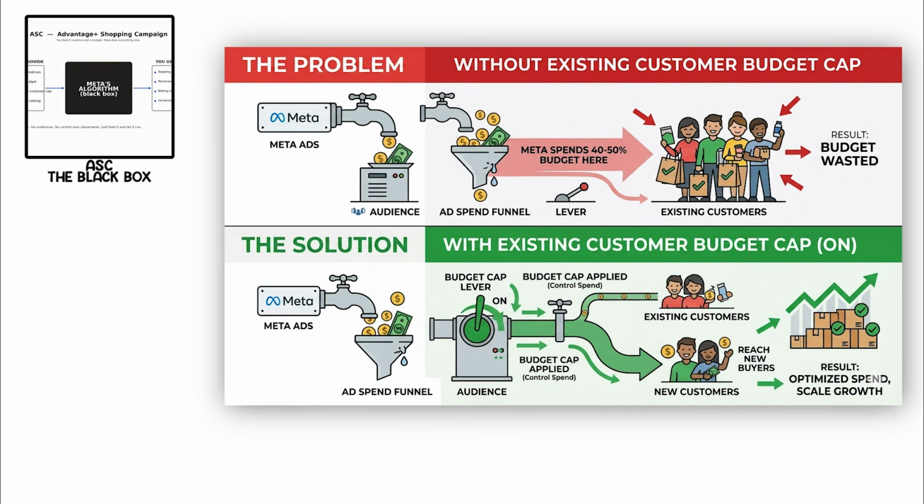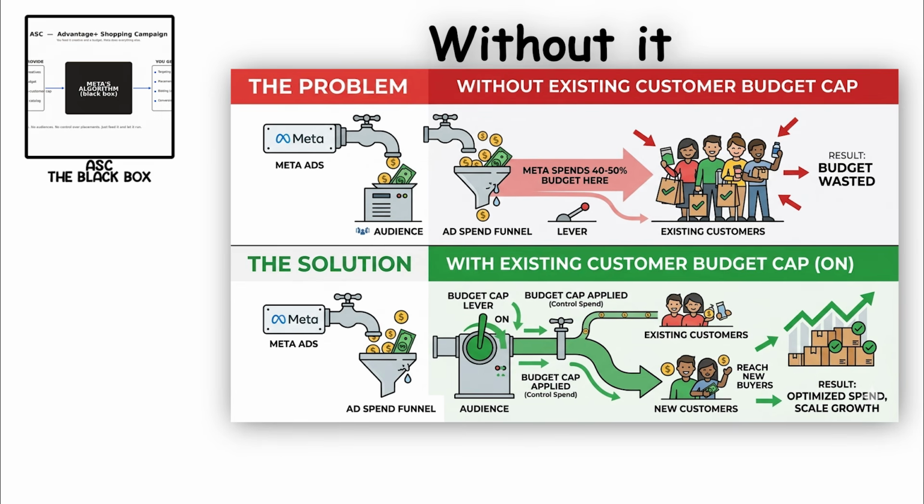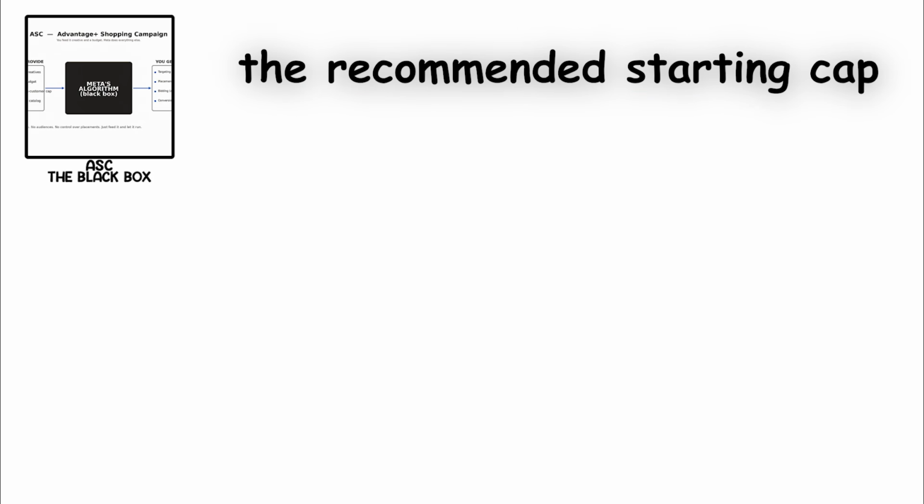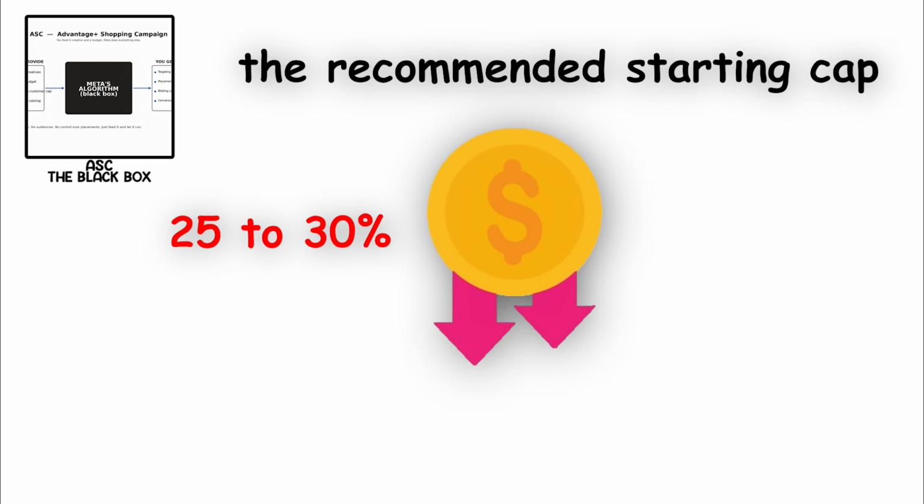The existing customer budget cap is the one lever you absolutely have to use. Without it, Meta will spend 40 or 50% of your budget retargeting people who already bought from you. Your reported ROAS will look great, your actual new customer acquisition will be a disaster. The recommended starting cap is around 25 to 30% for most accounts. Drop it lower if you want pure prospecting.